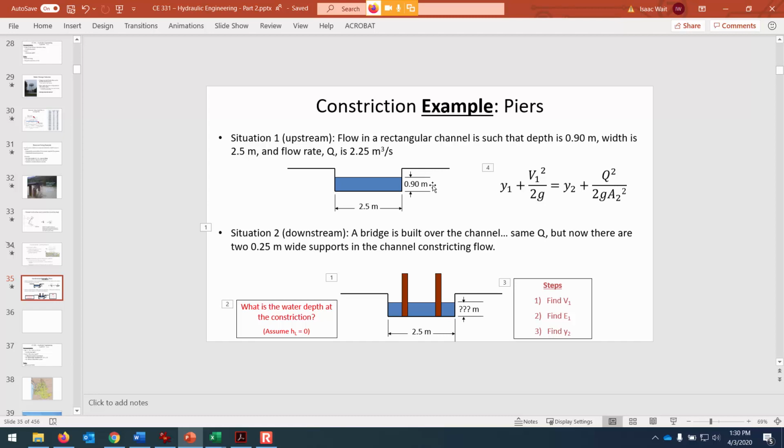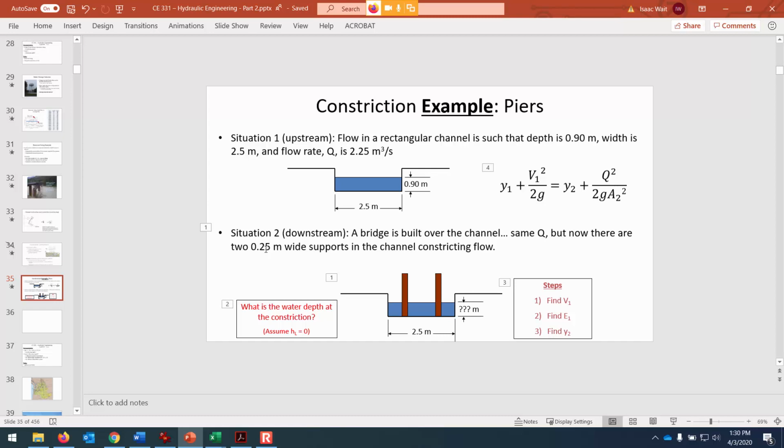And so downstream, when those piers are put into place, instead of 2.5 meters of flow width, since each of the piers are 0.25 meters wide, then that effectively means that the lowercase b that we have downstream, the channel width, is only 2 meters, where it used to be 2.5. So here's what we're going to do.